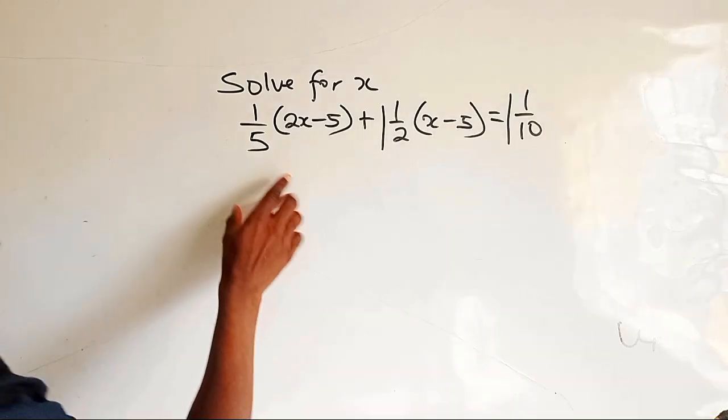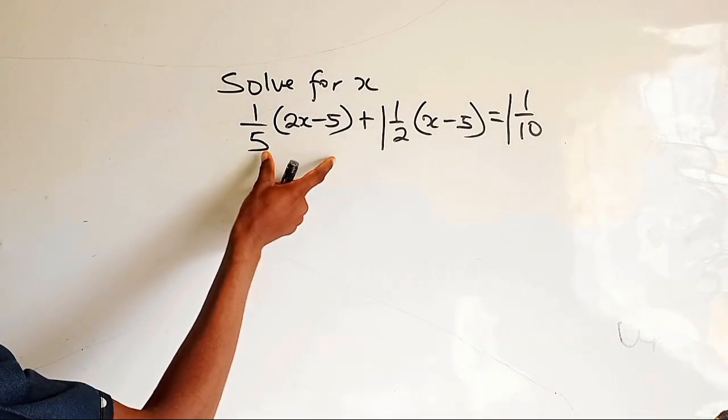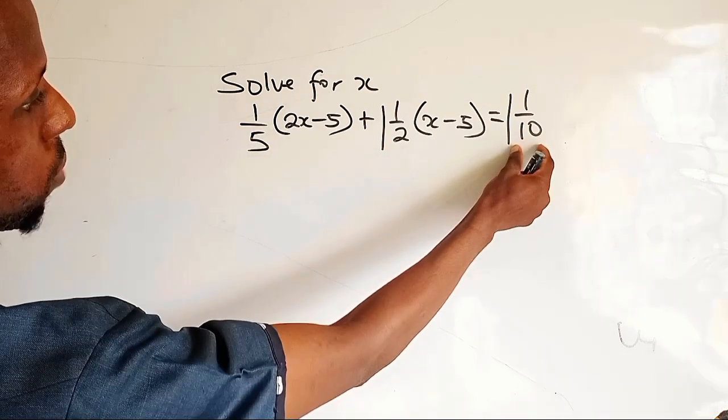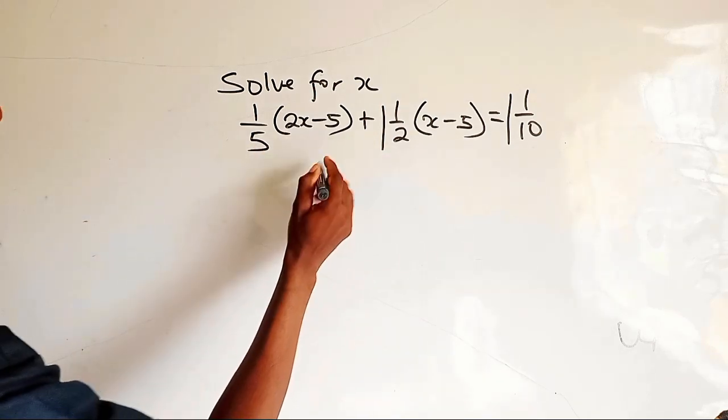Or 2.5. Next question: solve for x in this linear equation. We have a mixed fraction here, and we have a mixed fraction at the other end of the equation. So how do we go about this? Solution.